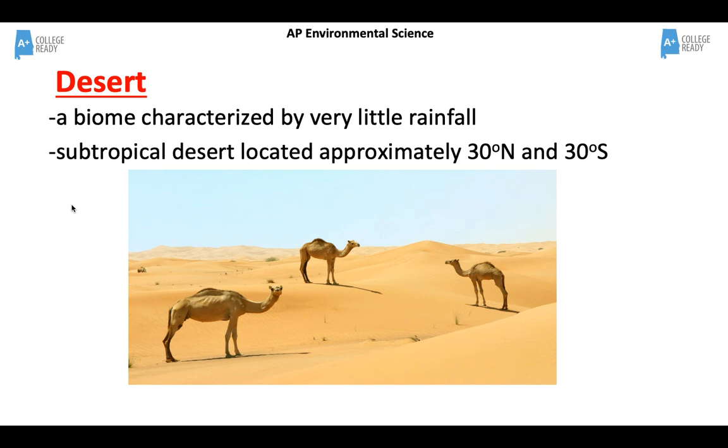we've got deserts. Deserts are a biome that you should be fairly familiar with at this point. I would assume that you are. The main characteristic is obviously going to be that there is very, very little rainfall.